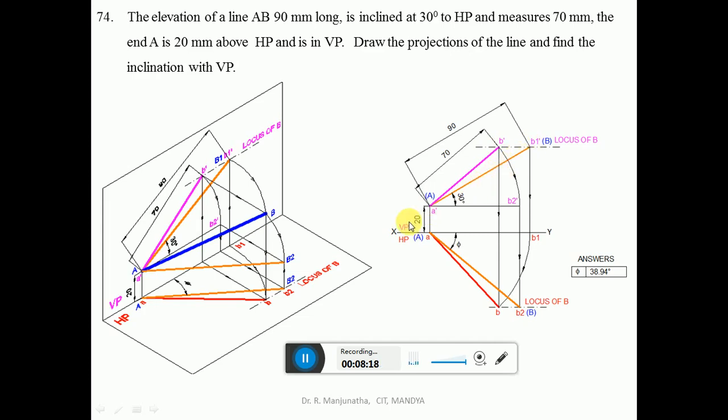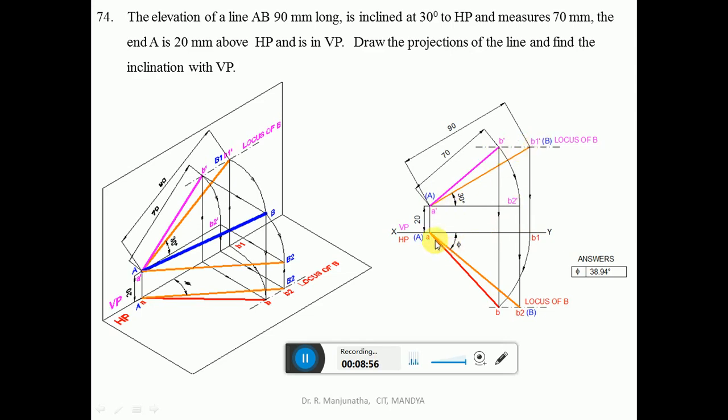So what we need to do is find out the top view first, because we know the front view. So the top view of B is going to lie on this end projector. So draw a vertical projector from B dash to the top view. Then we know that this is the true length in the vertical plane, so obviously that line has to be parallel to VP. So A dash B1 dash, when it is projected onto the XY line, becomes AB1, which is also in VP. So AB1 is the line which is parallel to VP. Since it is parallel to VP, you are able to get the true length here, which is AB.